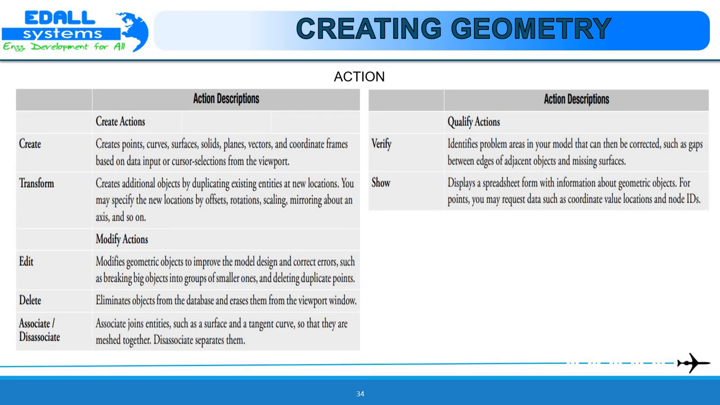Action. Action defines what you want to do. Action falls into 3 categories: create, modify and verify. The table that follows briefly describes the action choices of the geometry application. Please pause the video and have a glance.